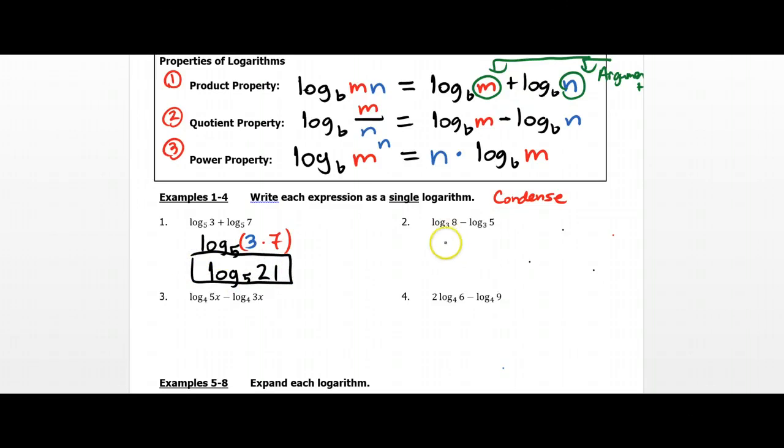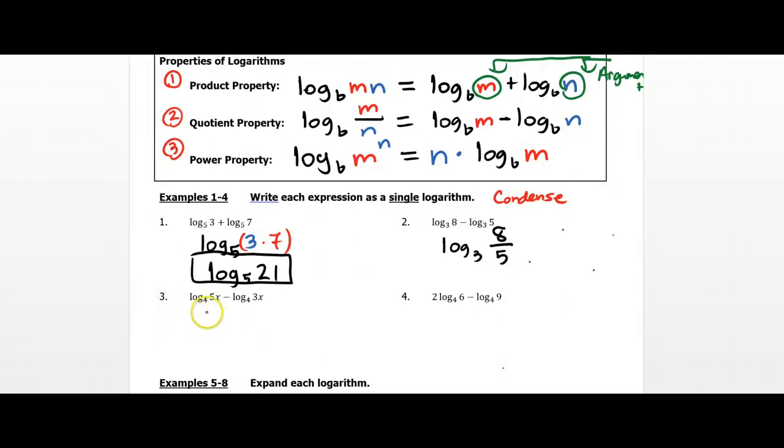Okay, number 2, we have log base 3 of 8 minus log base 3 of 5. Anytime I see subtraction, I know that's probably going to deal with my quotient property, which says that if I'm subtracting two logs, same base, I can make that a single log by taking the arguments and dividing them. So this would be equivalent to log base 3 of 8 divided by 5. And that's just going to be log base 3 of 8/5. That's all we can do with that one there.